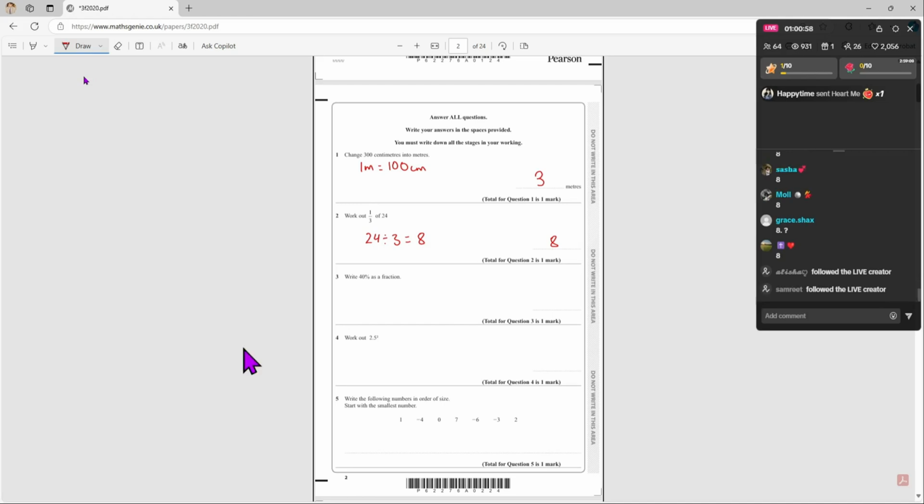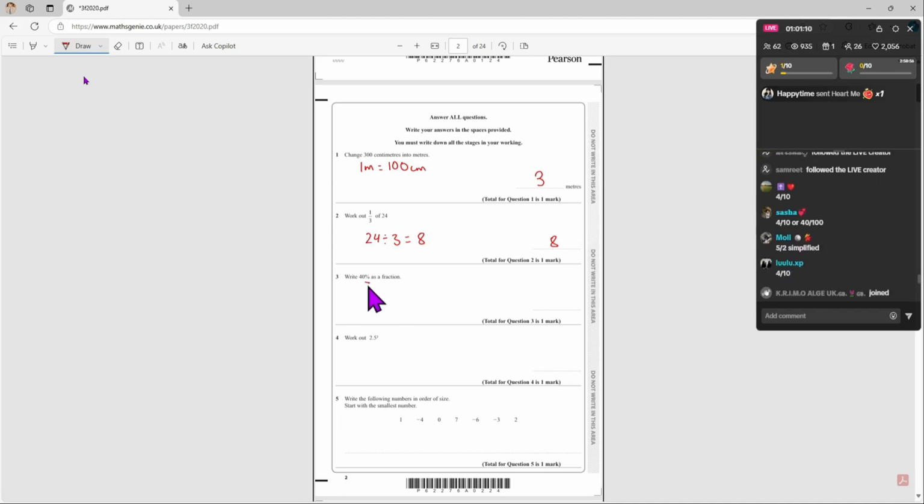We need to write 40% as a fraction. What will be that? And I recommend writing it in its simplest form. Remember, a percentage means just out of 100. So 40 is going to be 40 out of 100. Now if we simplify it, 4 out of 10. Well done for getting 4 out of 10. But wait, we can simplify it even more to 2 over 5. So well done for getting 2 over 5.